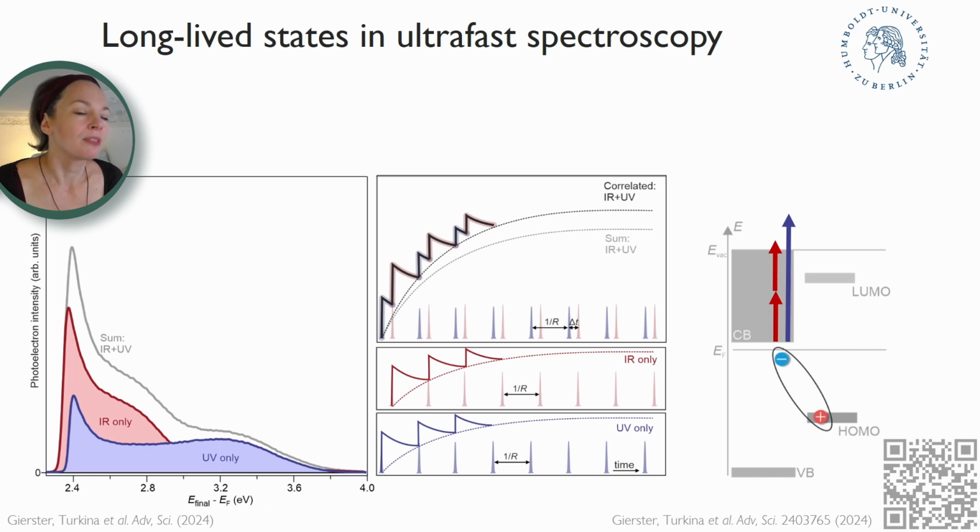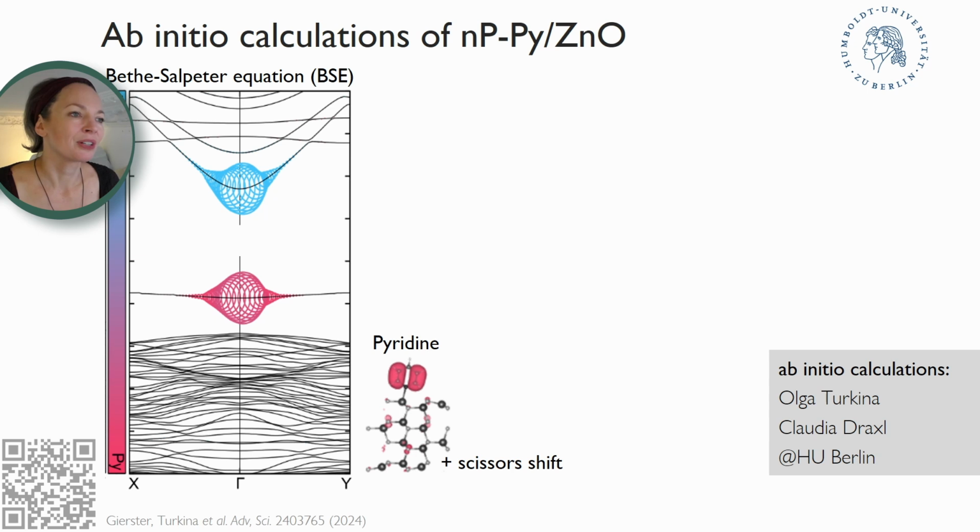for each of the time delays, we observe a different stationary state because the population and depopulation probabilities of both the IR and the UV laser light do have a delay dependence. We do observe a long-lived state with microsecond lifetimes exhibiting build-up dynamics on a hundreds of picosecond timescale. So could these be maybe hybrid excitons?